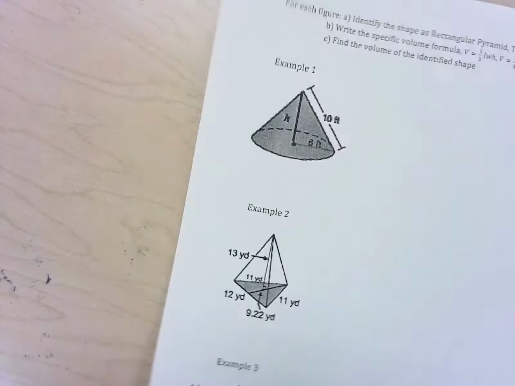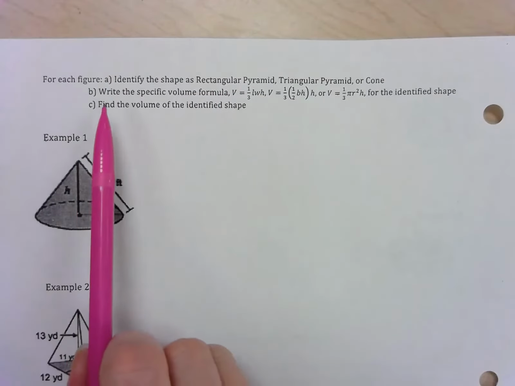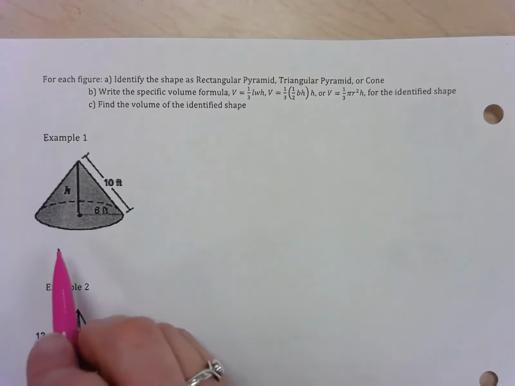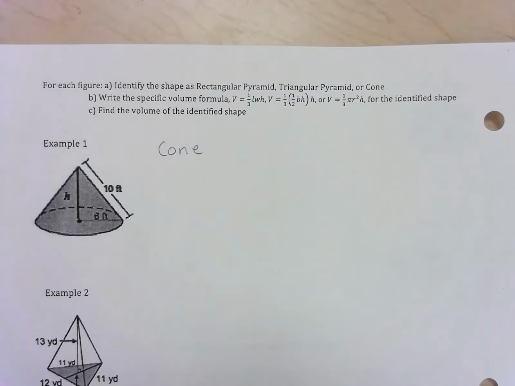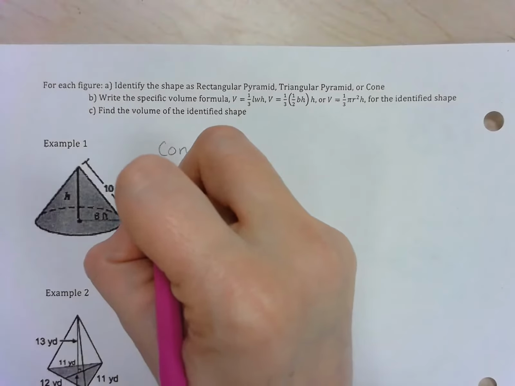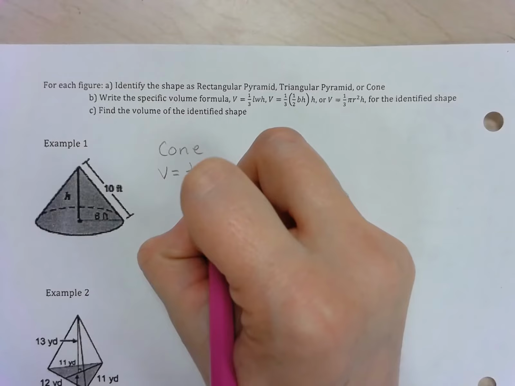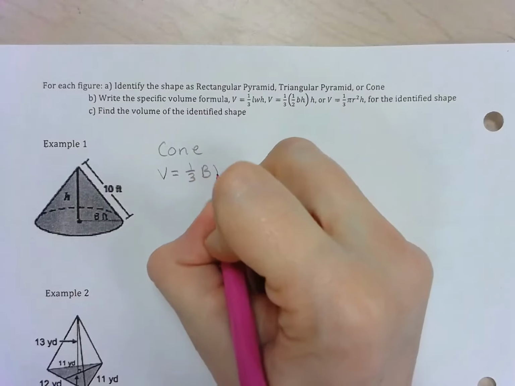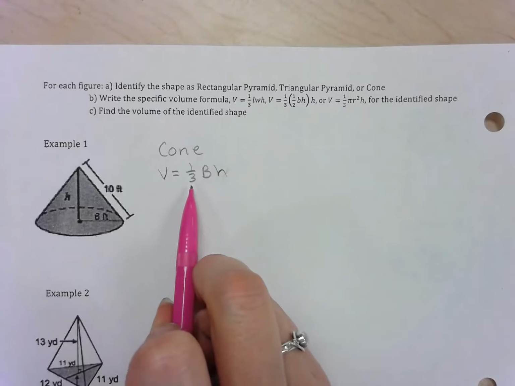Here we have our first example. We will identify the shape, we will write the formula, and then find the volume. So first of all, we see that the shape is a cone. The formula for that cone, if we go with the general formula, is 1/3 big B times H. 1/3 because it comes to a point, it is a cone.